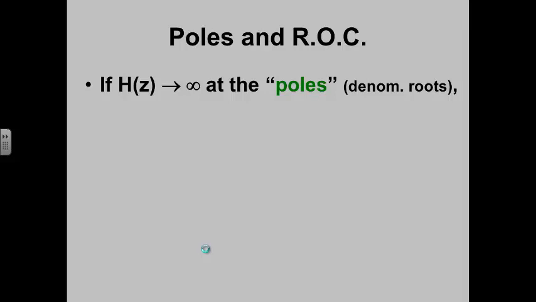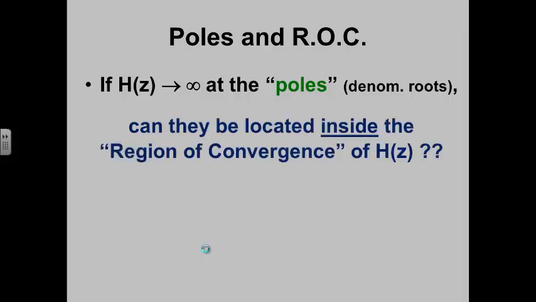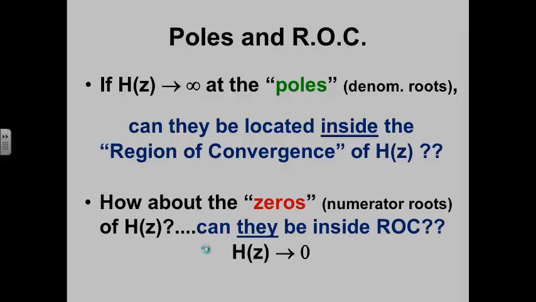Now, regions of convergence and stability. Do you think that if H of z goes to infinity at the values of z that we call the poles, those values of z can be inside the region of convergence for H of z? No. Infinity is not a converging value, right? So right off the bat, we can conclude those particular values of z must not be in the region of convergence for H of z, the transfer function. How about zeros? Are they going to be allowed in the region of convergence? They're okay. So zeros can be anywhere. Poles can't be in the region of convergence for the function.